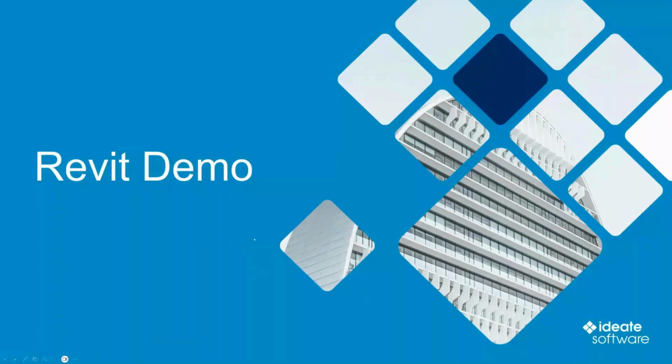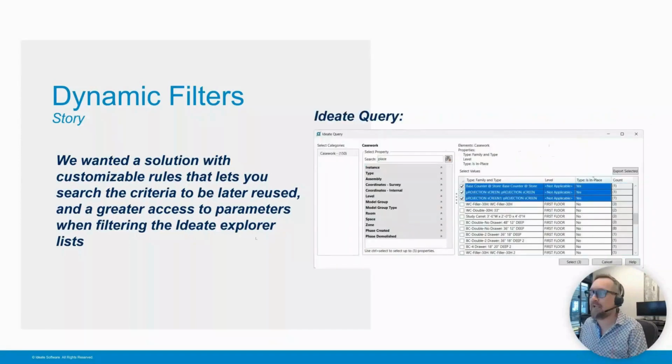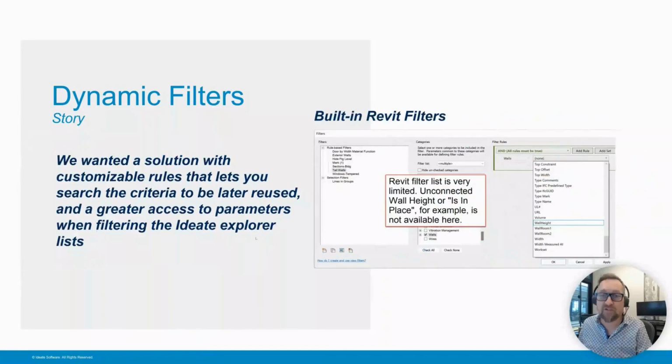Okay. So the story behind the dynamic filters is, we had some things in place that helped us refine your category and search criteria, like Ideate Query. A query can allow you to plug in whatever parametric values are important, but you can't really save that, so it's a static sort of search. We also have worked with the built-in Revit filters, and you can see built-in Revit filters in Ideate Explorer, and we'll see that in a minute here. But there's a lot of limits there, so we couldn't really deliver what we needed by just working within those constraints.